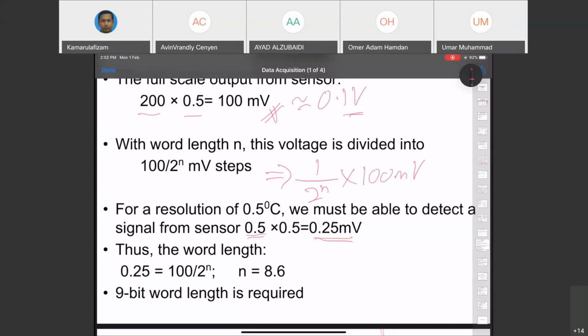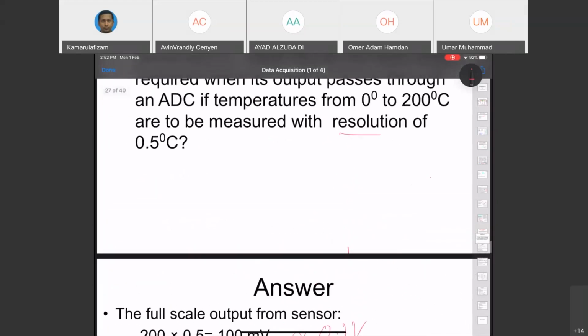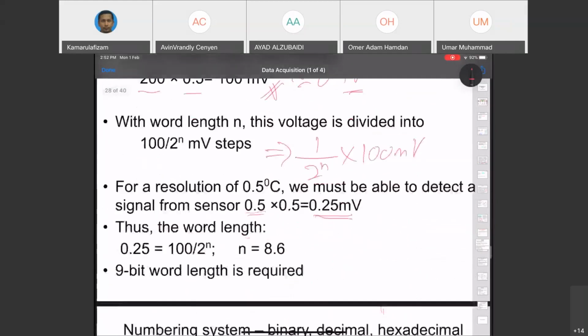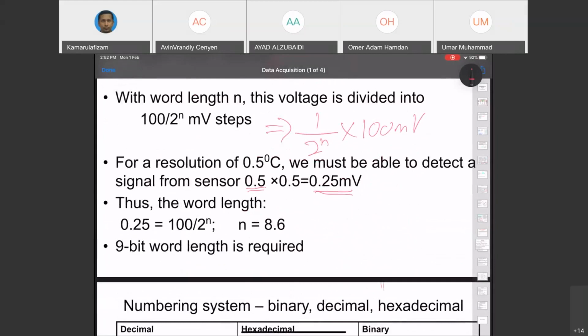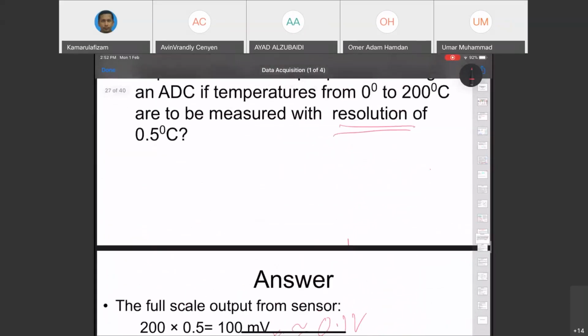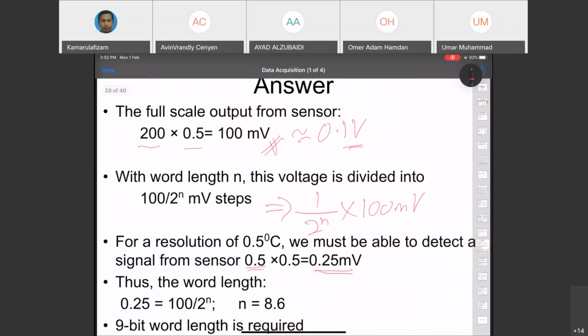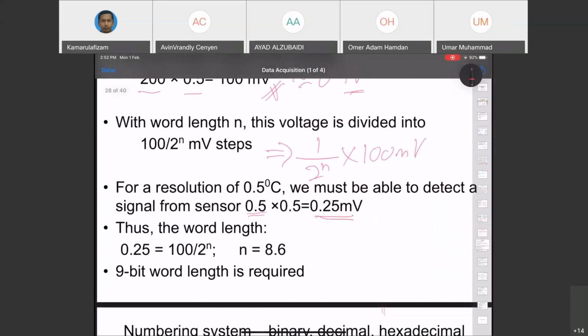This is the minimum change. The minimum change would refer to the resolution, the minimum change that the system must be able to detect. We have information in terms of 0.5 Celsius. We have to convert this unit to voltage, and here we get 0.25 millivolt, meaning that the system must be able to detect the minimum change of 0.25 millivolts.